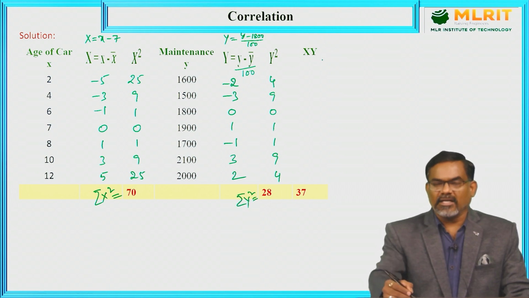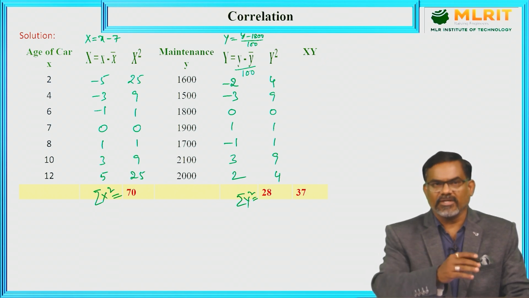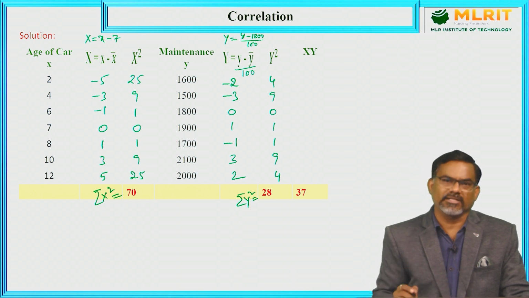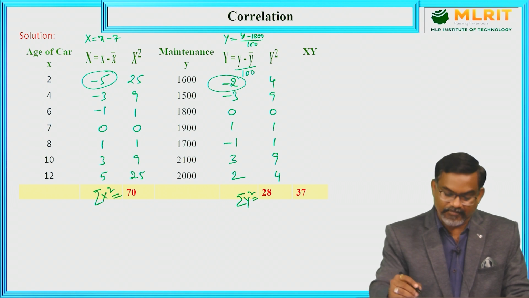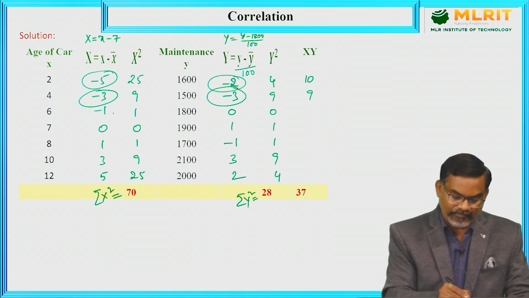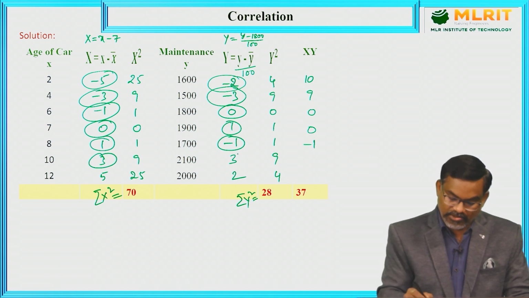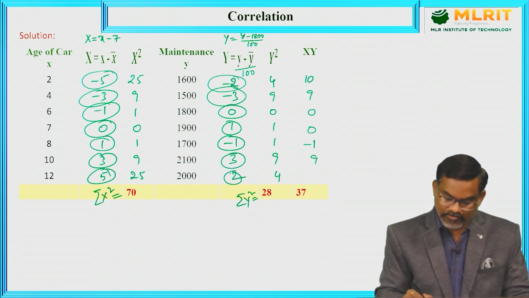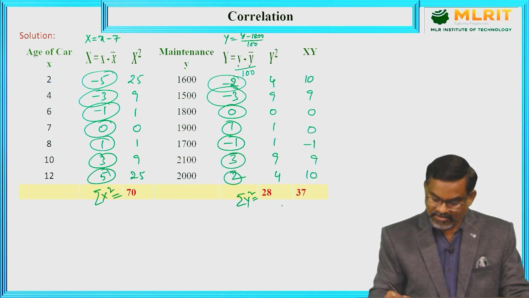Similarly, calculate capital X into capital Y. Forget about small x and small y. We have converted small x and small y values to capital X and capital Y. So capital X into capital Y: minus 5 into minus 2, which is 10, minus 3 into minus 3, 9, minus 1, 0, 0, then 1 into minus 1, 3 into 3, 5 into 2. So 20, 38 minus 1 is 37. This is sigma x into y.